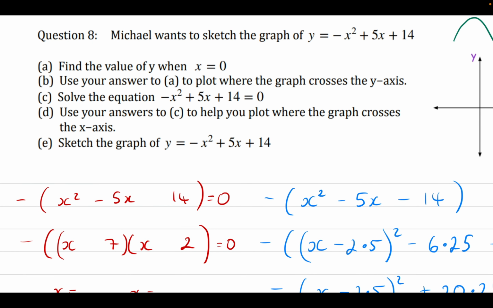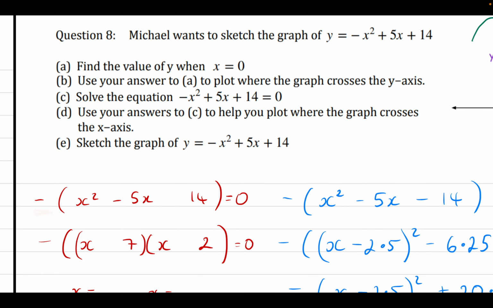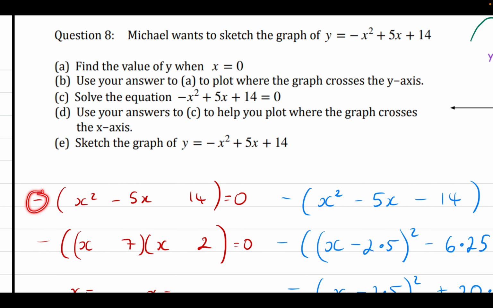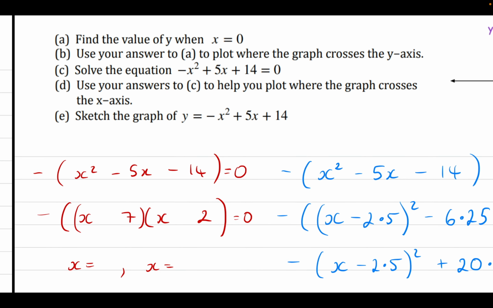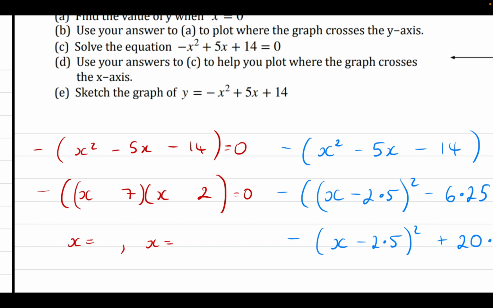You can see that I've taken the negative out here, outside there, to get negative x squared. So negative times by x squared would give me the negative x squared. The negative times by minus 5x would give me the plus 5x. But then this was my mistake. This should have been negative 14. So negative times by negative 14 would give me the plus 14 up there. Next, I'm looking for a pair of numbers that times together to give me minus 14 and add together to minus 5. So that'd be minus 7 and plus 2 there. So my solutions must be x equals 7 and x equals minus 2.